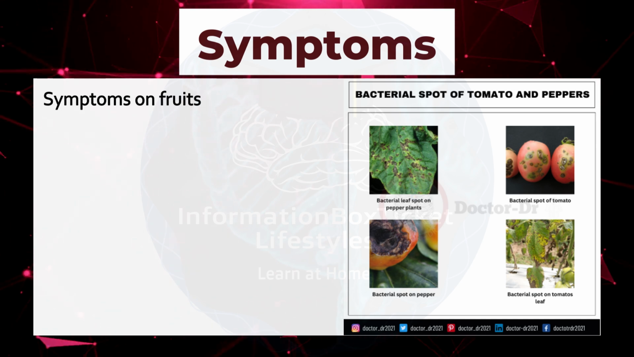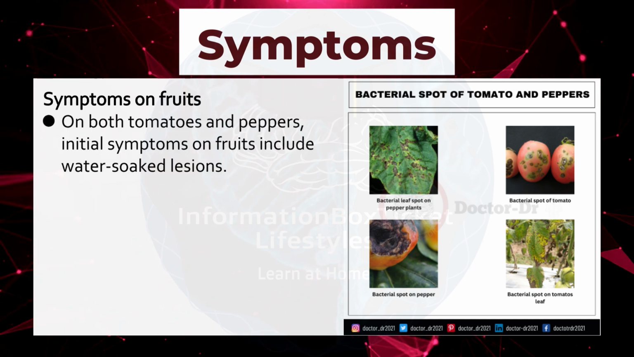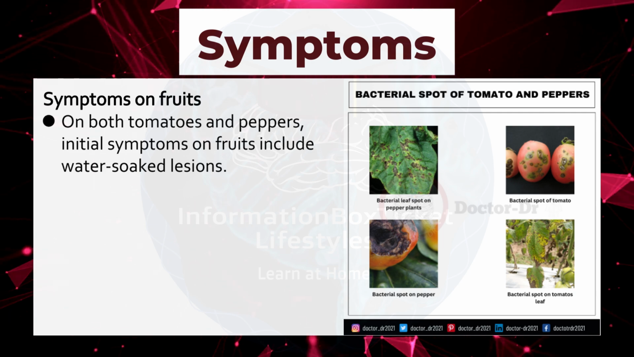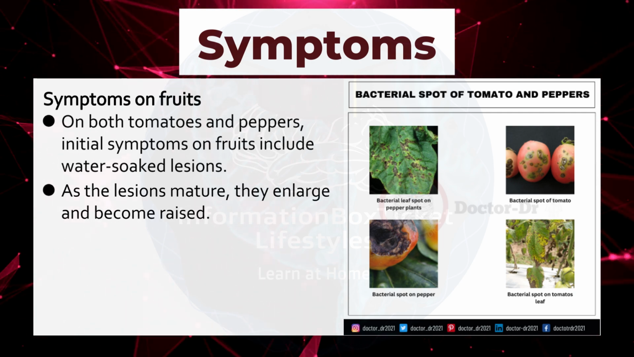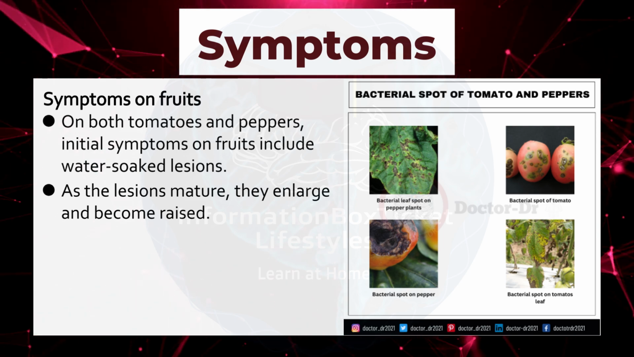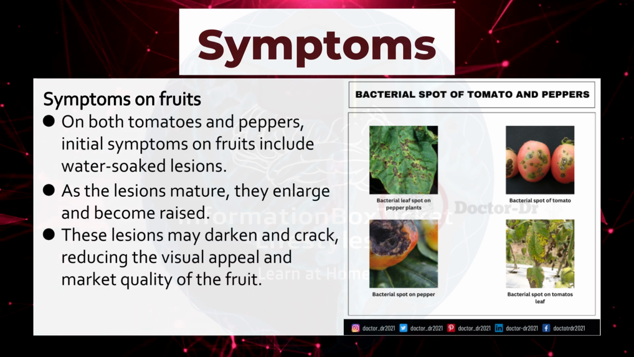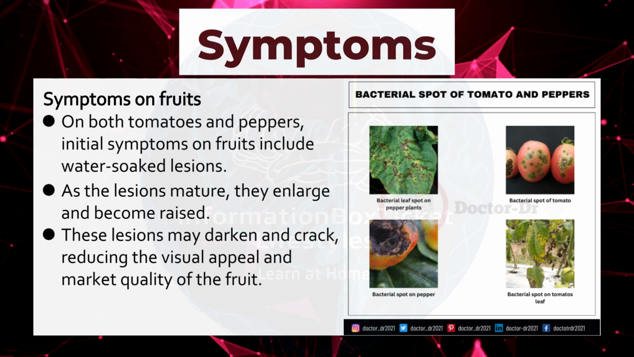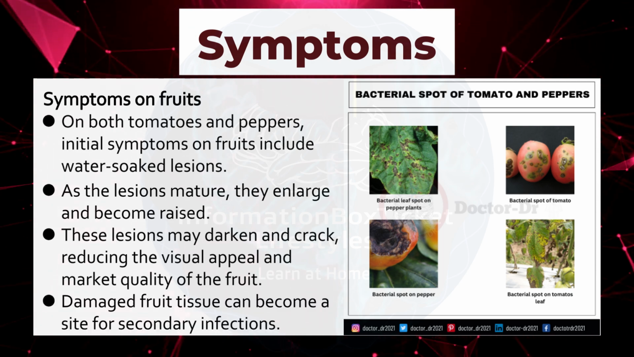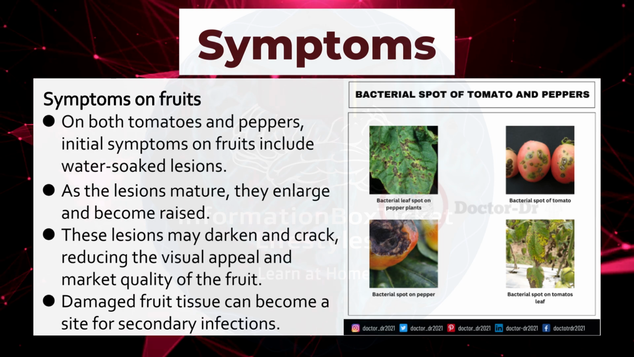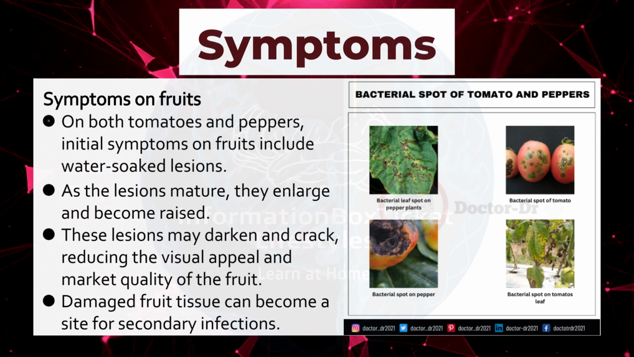Symptoms on fruits. On both tomatoes and peppers, initial symptoms on fruits include water-soaked lesions. As the lesions mature, they enlarge and become raised. These lesions may darken and crack, reducing the visual appeal and market quality of the fruit. Damaged fruit tissue can become a site for secondary infections.